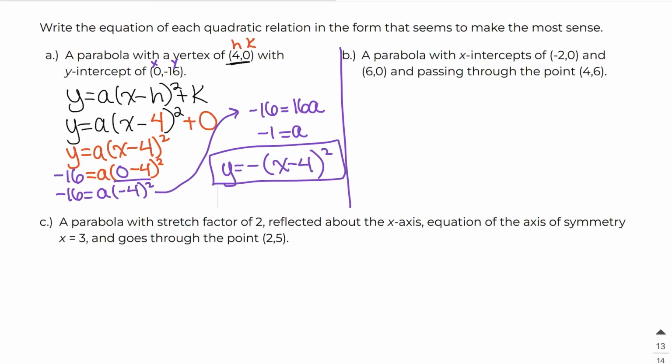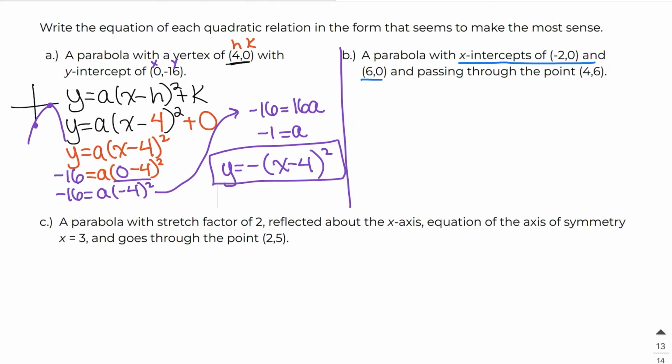And if I were to draw a quick rough sketch of what's going on here, I know that the vertex is at (4, 0), and that it has a y-intercept of negative 16. So I know that my graph will have to look like this, which means that the a value better be negative. Okay? All right, the next example, a parabola with x-intercepts of (-2, 0) and (6, 0).